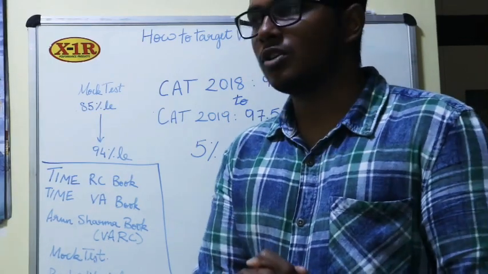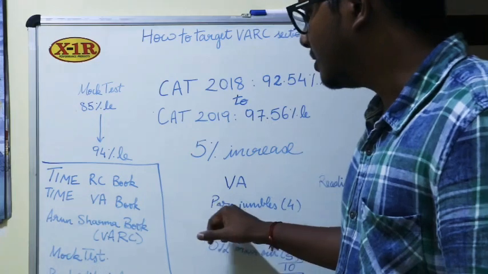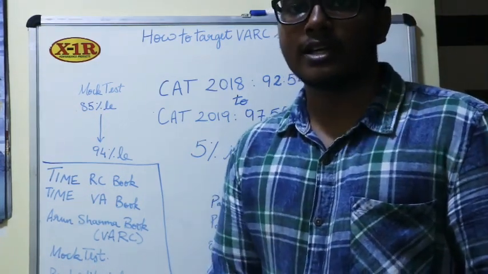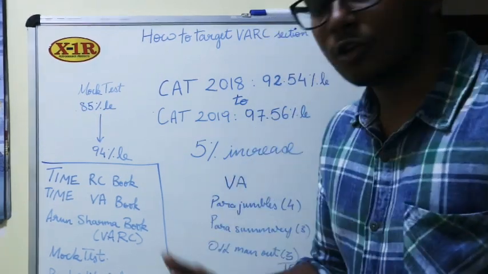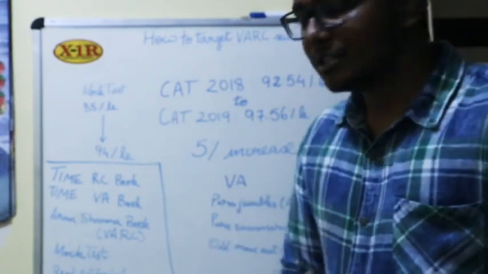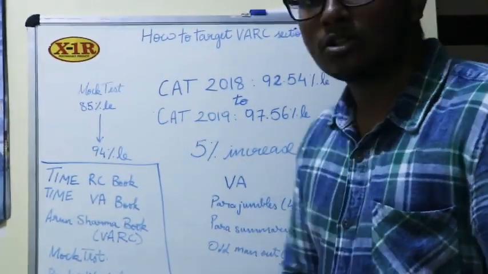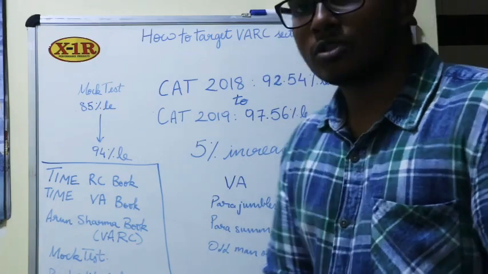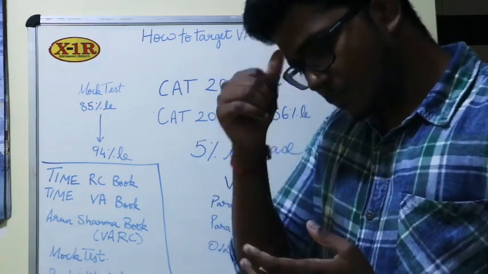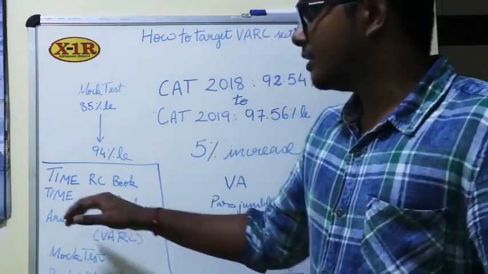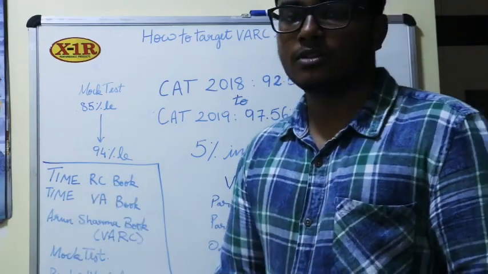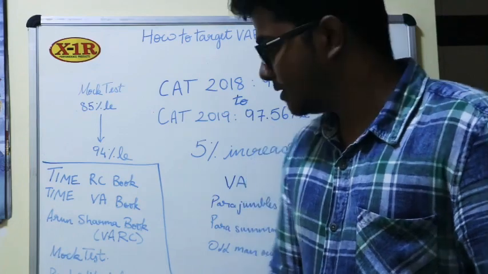Believe me, I have solved more than 100 questions each in para jumbles and odd man out just to get average marks in CAT. Suppose there are 4 para jumbles. After solving more than 100, I was able, on average, to solve around 2 to 3 out of 4. And for odd man out, I was able to solve 3 out of 3 in most cases. So you have to practice, and I think the Time reading comprehension book and the Time verbal ability book are very good for this. It's all about practice, practice, practice.